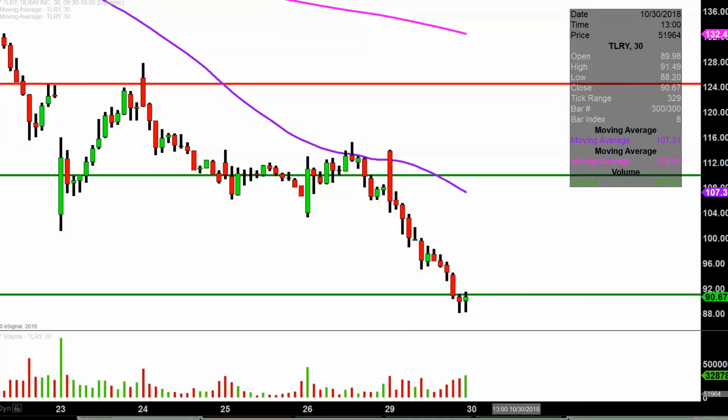Real quick, what do I mean by 30-minute in case maybe you're new to charts? Instead of each one of these candlesticks here representing one day's worth of price action, which is what you would normally see, each one represents 30 minutes. So while this here may look like several days' worth of time, it's actually today's price action broken down into 30-minute time slices.